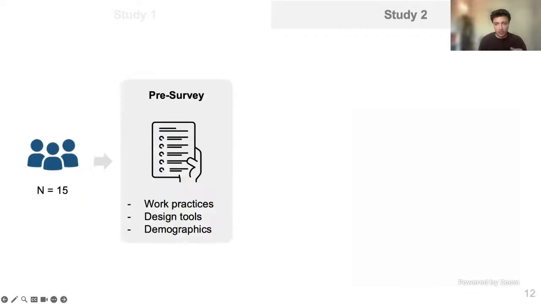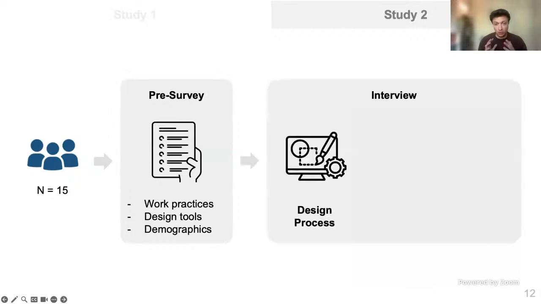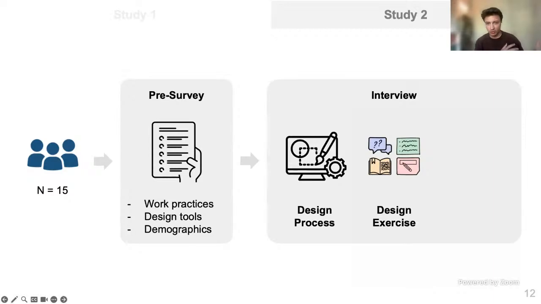For the second study, we recruited 15 participants using the same mechanisms and collected the same information using the pre-survey. The interview also began in the same way. So we had a concrete conversation with designers about their practices and approaches to visualization design. At this point, the protocol deviates and designers went on to complete a design exercise. So they were introduced to the writing rudder variants we were testing that I just discussed, selected the one they found most interesting or useful, and began their design process.